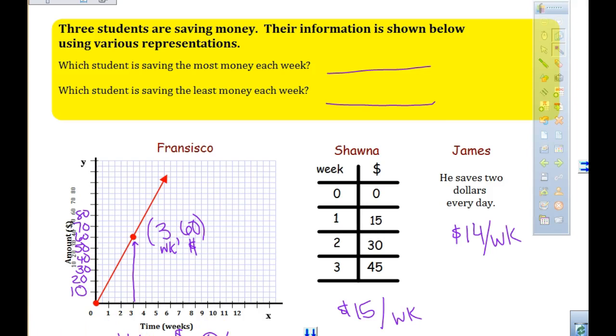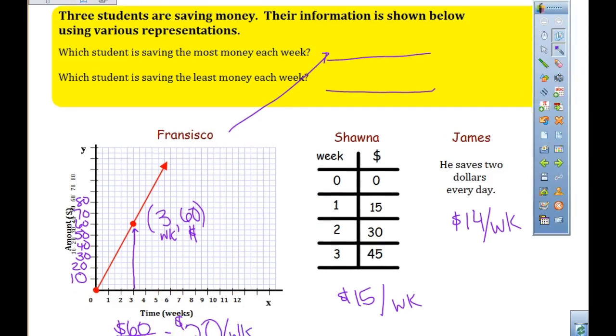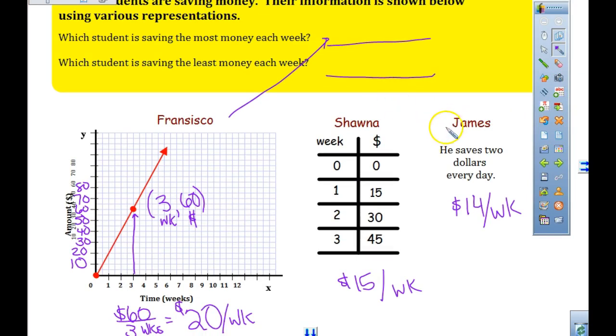We should have had, the person saving the most was Francisco, right? Francisco made the most, or was saving the most, at $20 a week, right? Making the least, or saving the least, would be James, right? Okay? 14 is less than 15. He's not saving as much, right? Okay?